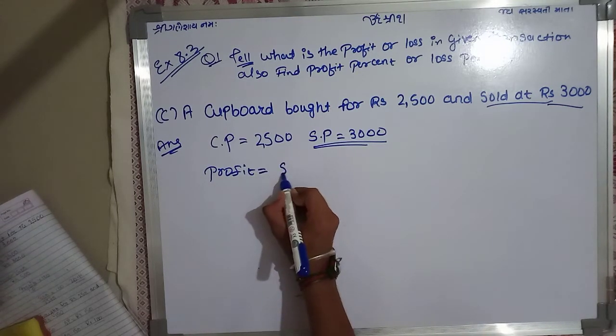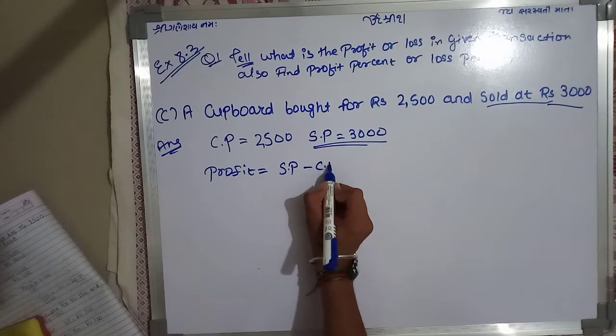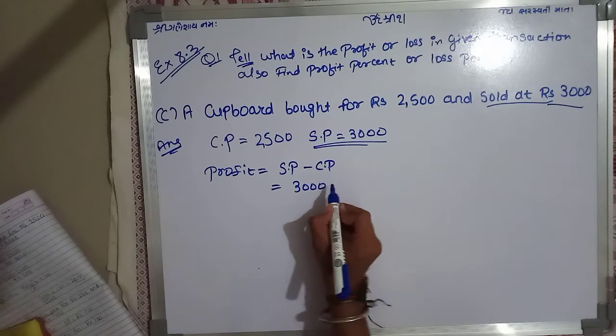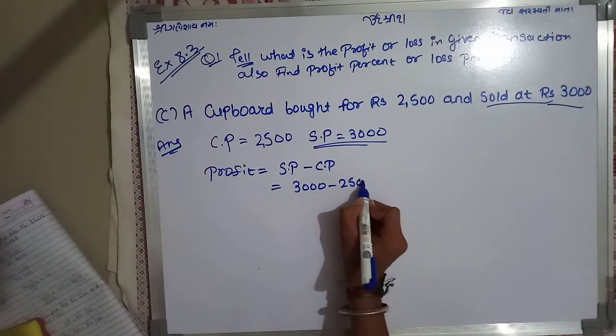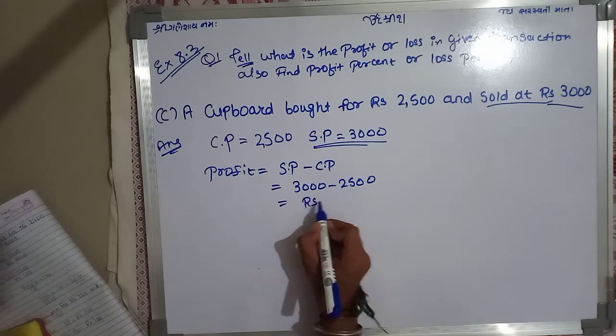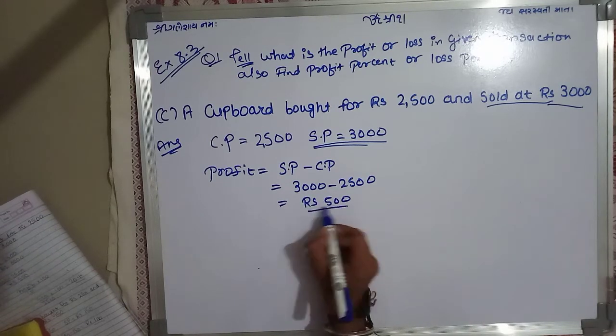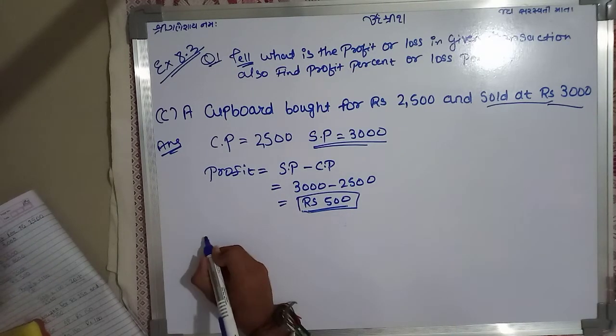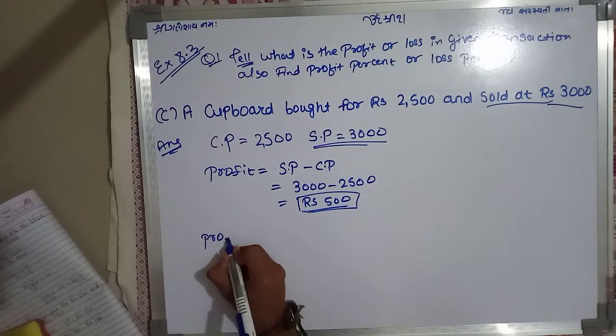Selling price minus cost price. What is selling price? 3,000. What is cost price? 2,500. 3,000 minus 2,500 is rupees 500. So we make a profit of rupees 500. Then we have to find profit percentage.